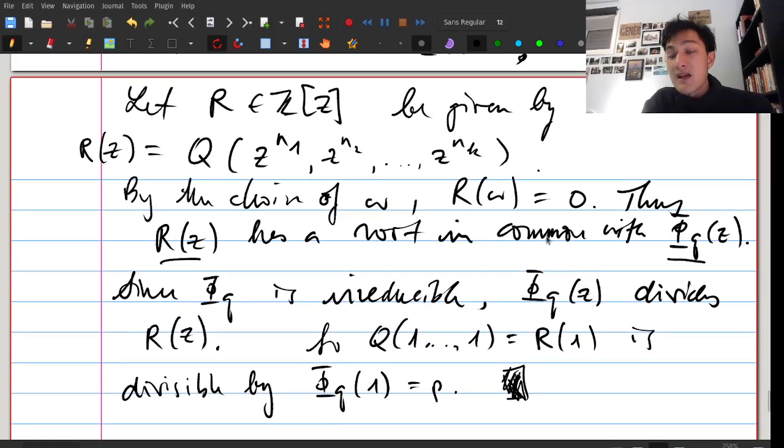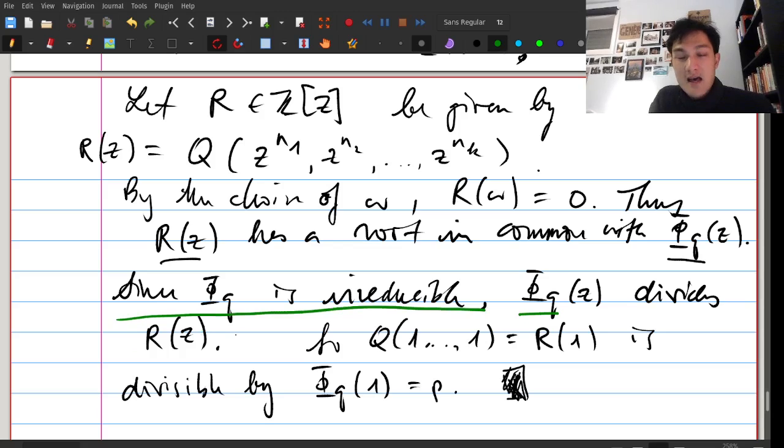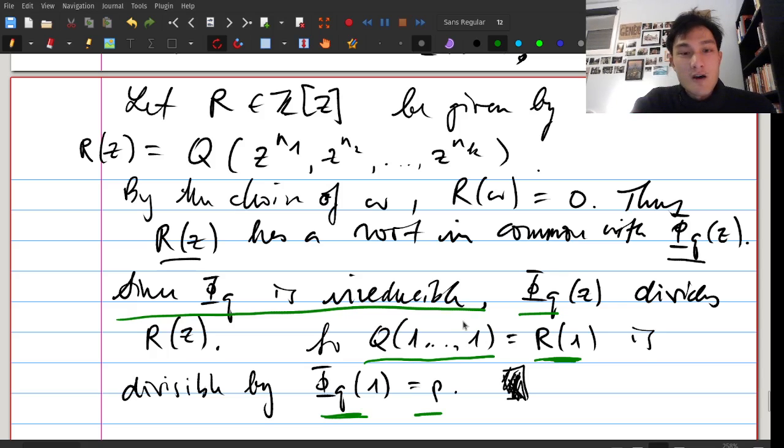Because they have a root in common, they have some non-trivial common divisor. But we know that phi q is irreducible, so it has no non-trivial divisors other than itself. So that common divisor has to be phi q itself. Since phi q is irreducible, phi q of z has to divide r of z. So r of 1 is divisible by phi q of 1. And r of 1 is just q evaluated at all 1s, and phi q of 1 is p. That's what we did in our basic properties of cyclotomic polynomials a very long time ago, and it's the first thing I said in what we know above.